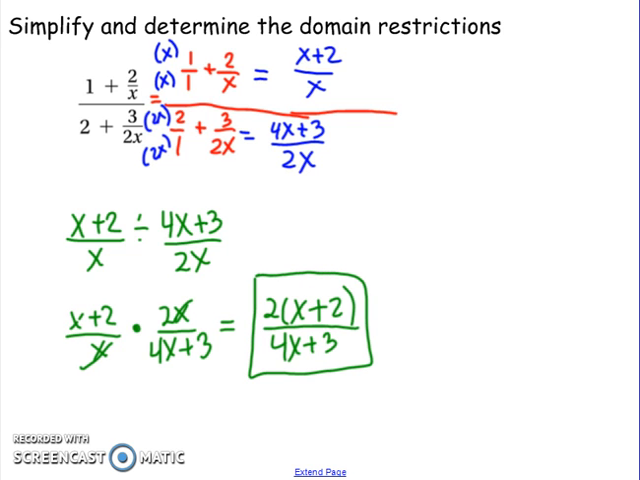And then our restrictions, x cannot equal 0, and also negative 3/4. So that's if you set 4x plus 3 equal to 0.